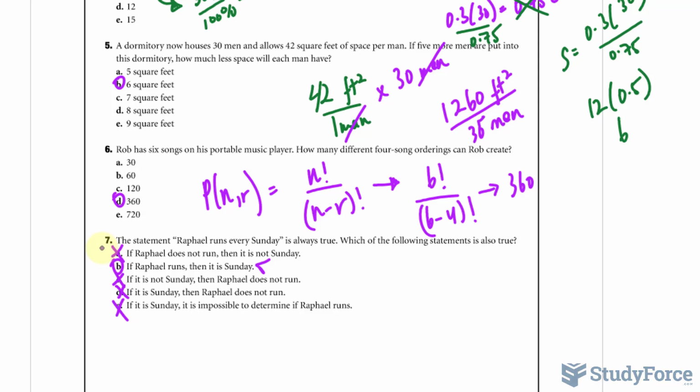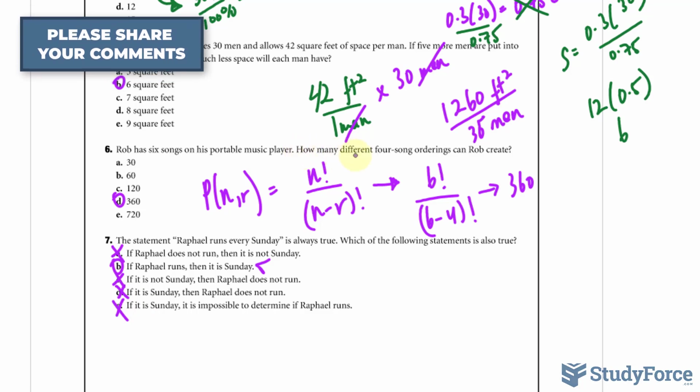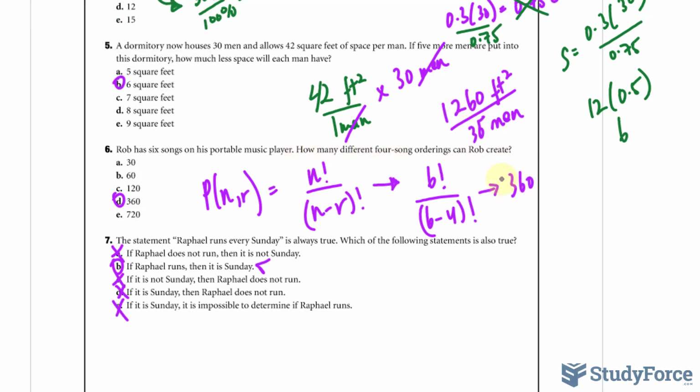For question 6, it has to do with permutations. The 4 songs can be ordered in this many ways if you have 6 songs in the bunch. So that concludes our very first series.